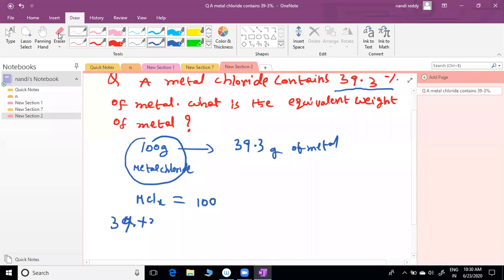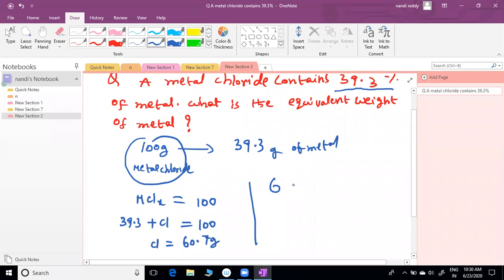39.3 grams. Metal chloride means what, sir? Metal plus chlorine both will be there. That metal chloride is 100 grams, but metal weight is 39.3 as given, plus chlorine weight we don't know, equals 100. Then what is the chlorine weight equal to? How much? 60.7 grams. Our basic definition here: 60.7 grams of chlorine contains what is the weight, sir?